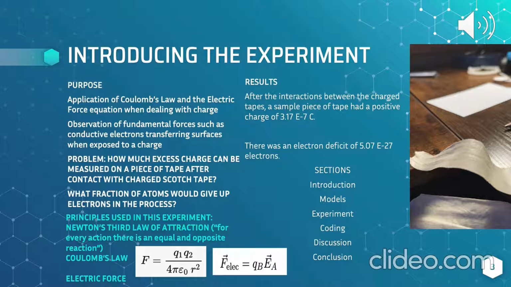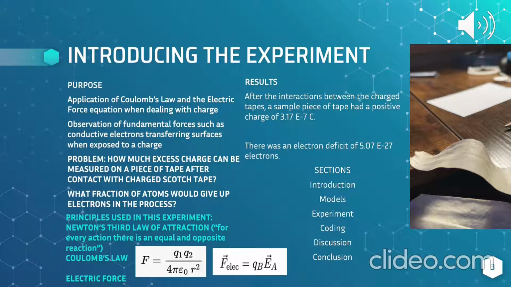The physics concept I use when answering this experiment is Newton's third law, also known as equal and opposite forces: opposites attract, while like forces repel. I also used Coulomb's law to measure the extent to which the electric forces repel, as well as the electric force equation, which allows us to calculate charge.